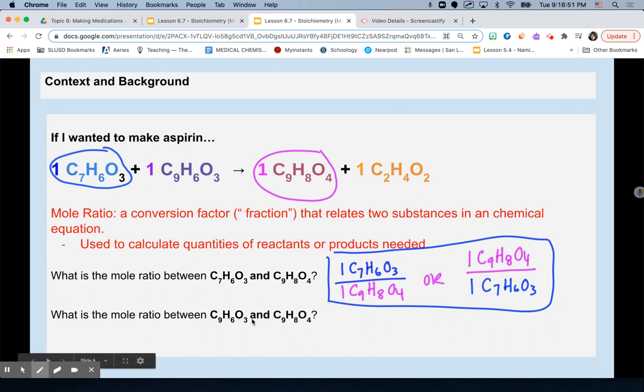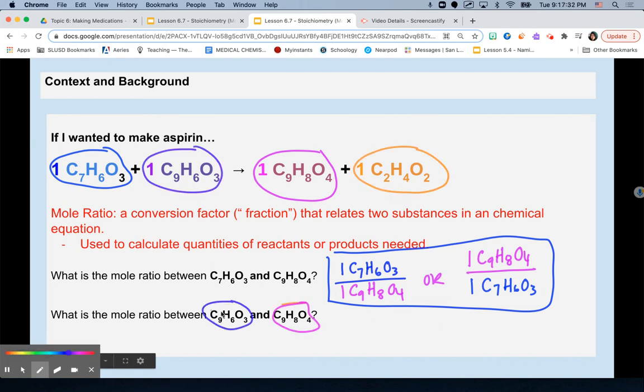What if I ask you what's the mole ratio between these two? Can you figure that out? So notice this molecule is this molecule. This molecule is this molecule. Go ahead and pause the video and unpause when you're ready, and I will reveal the answer.